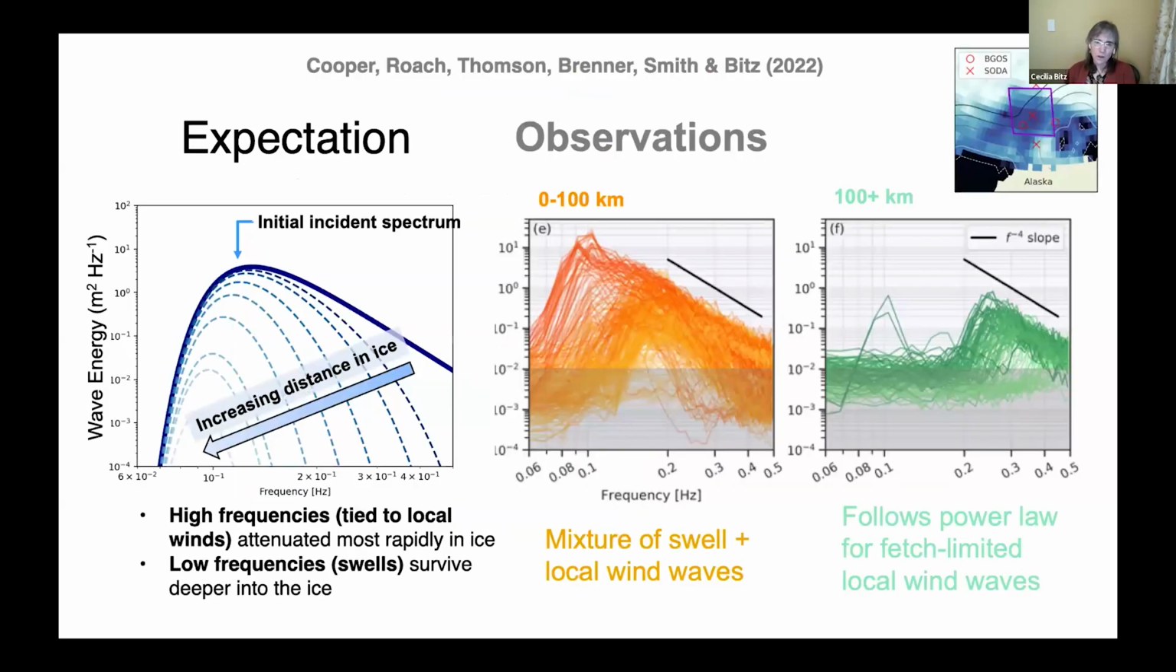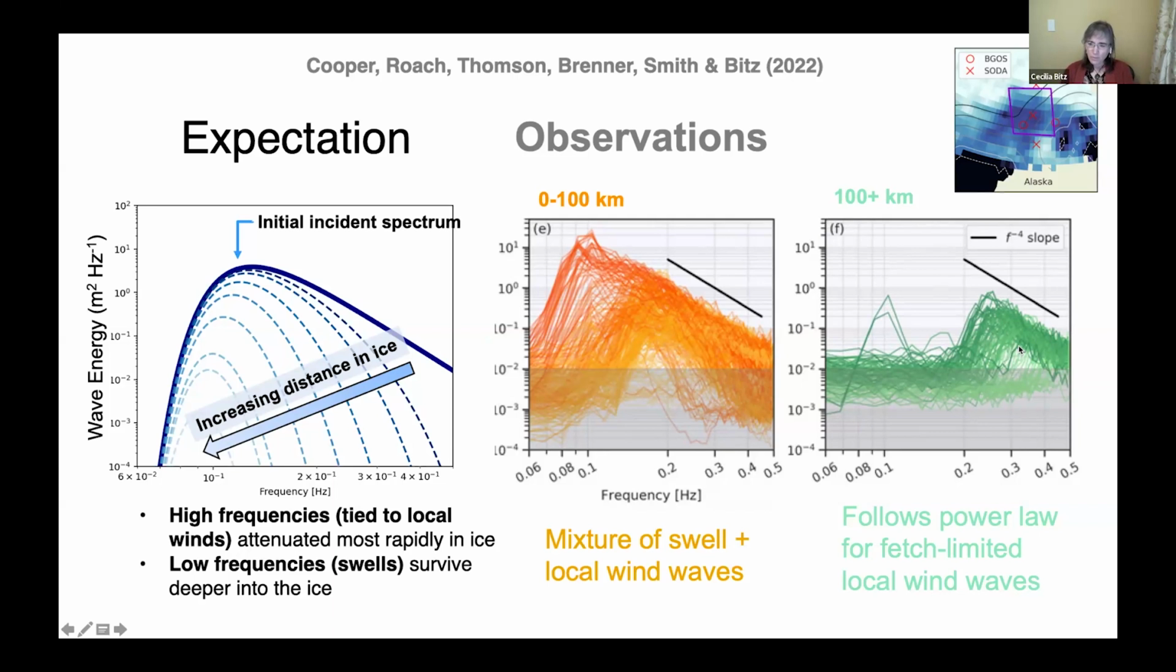And that was really motivated by some results from Vince Cooper and some of us a few years ago, where we were looking at observations of waves, and these are in the Arctic Ocean, kind of north of Alaska. And what we saw was that pretty deep into the ice, say 100 kilometers plus, we were seeing these really high frequency waves. And this is in the wave spectrum, so wave energy is measured. And we didn't expect that.